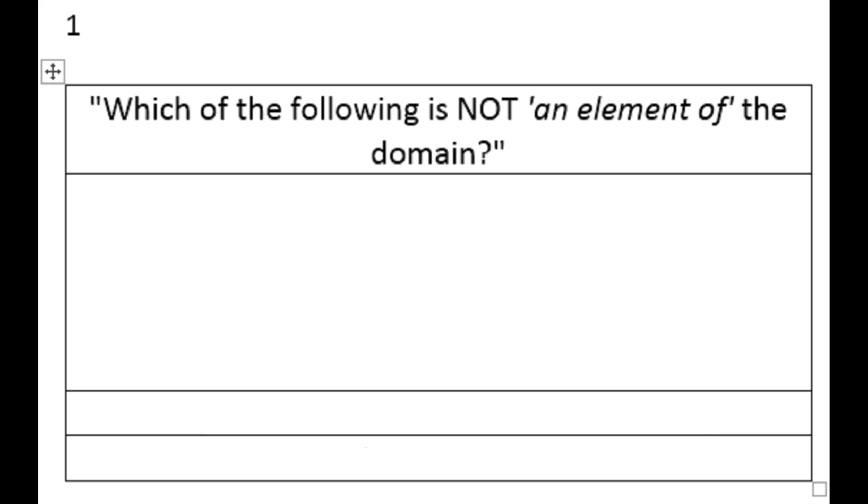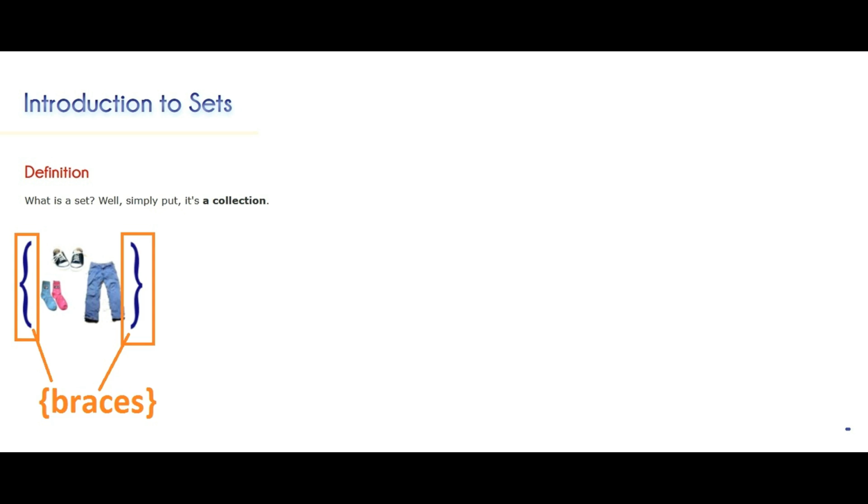The first question is, which of the following is not an element of the domain? So what do we mean by element? Well, elements are part of sets, and what is a set? It's simply a collection. So if you have a set of clothes, that's your collection of clothes. And in math, when we talk about sets, we have to enclose them in braces.